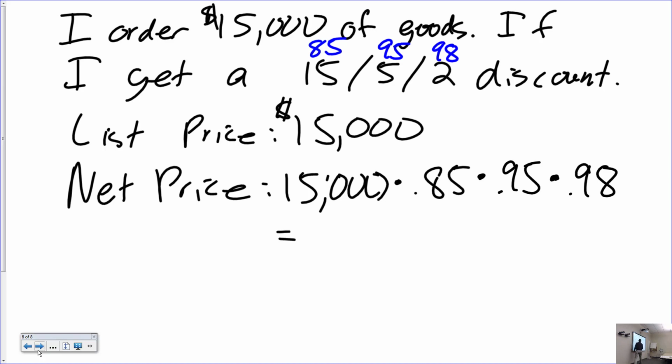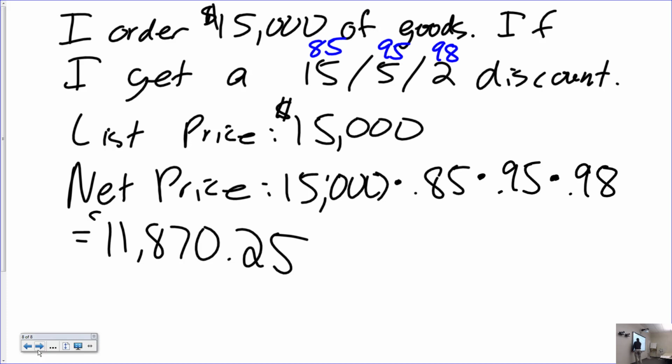So what did you get when you multiplied those four together? $11,870.25. Technically, folks, what's my trade discount amount? What would you do? Yeah, you just subtract the two, right?